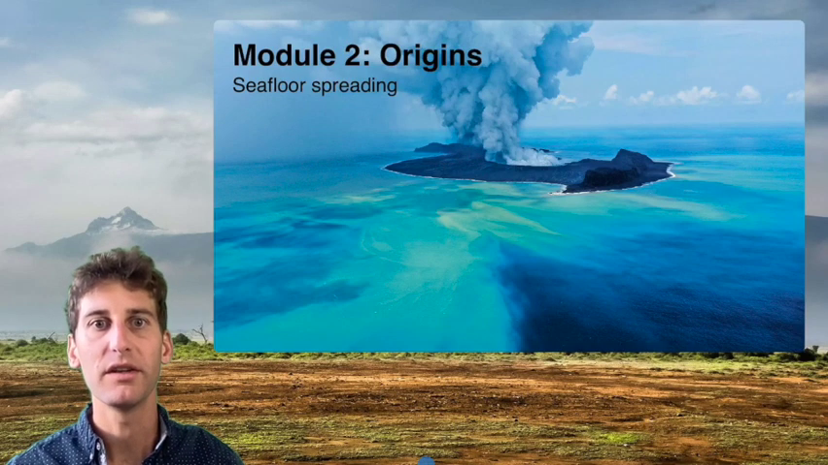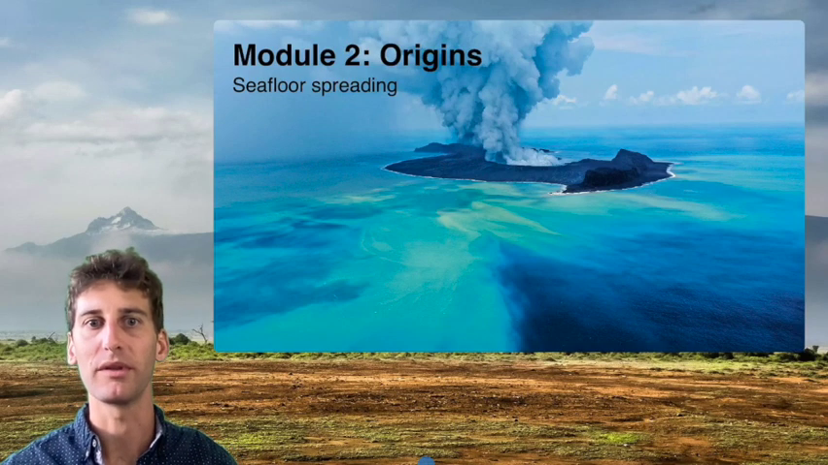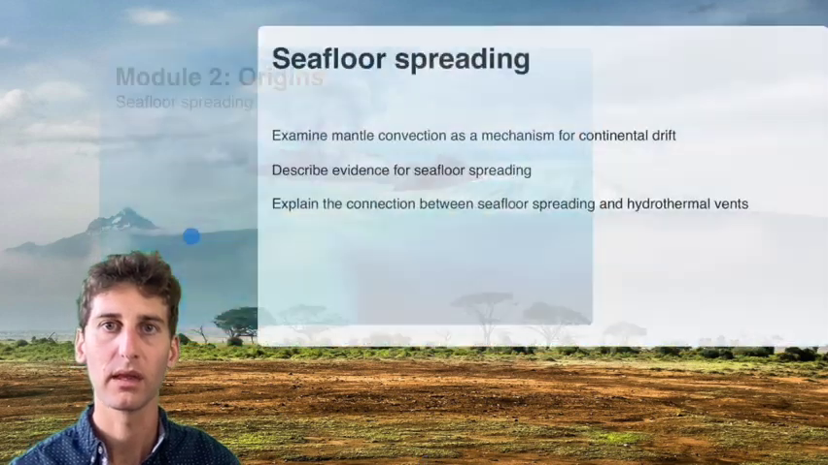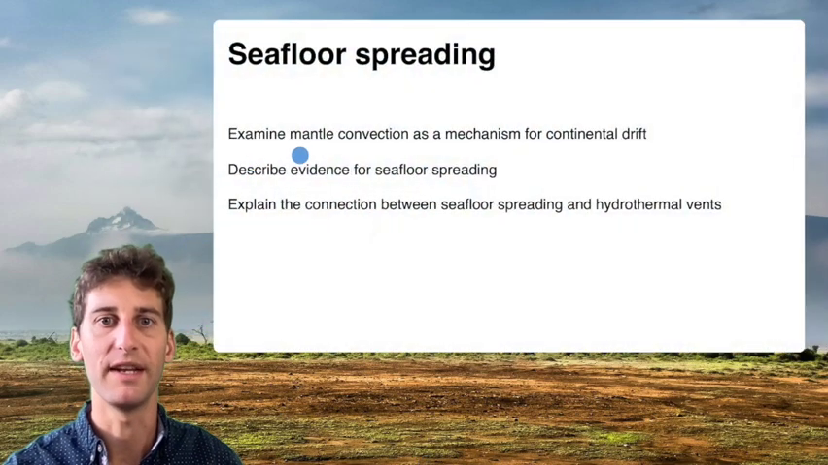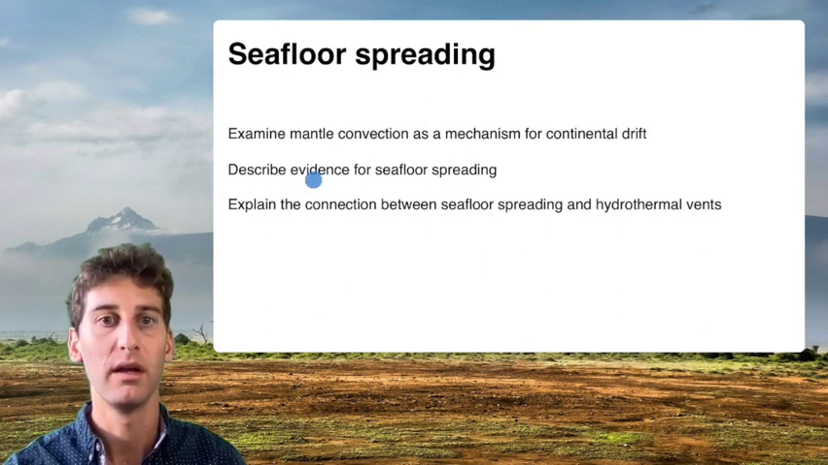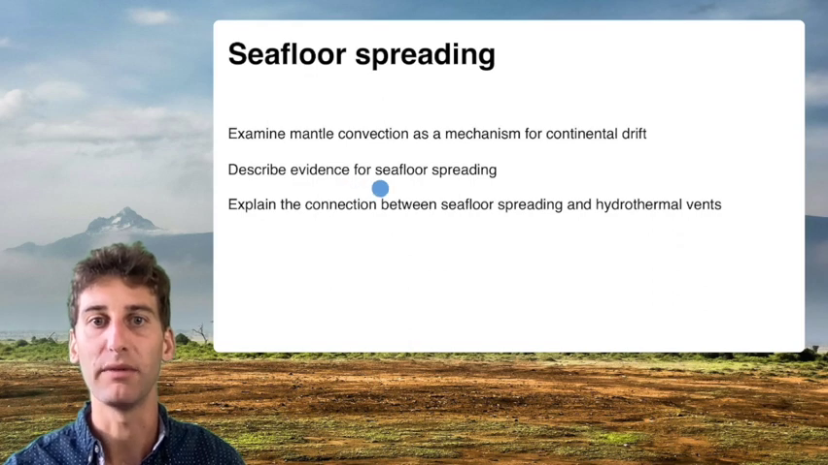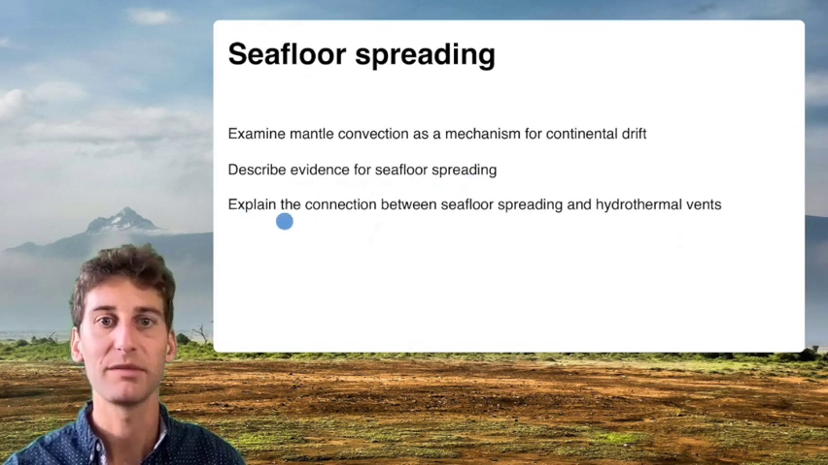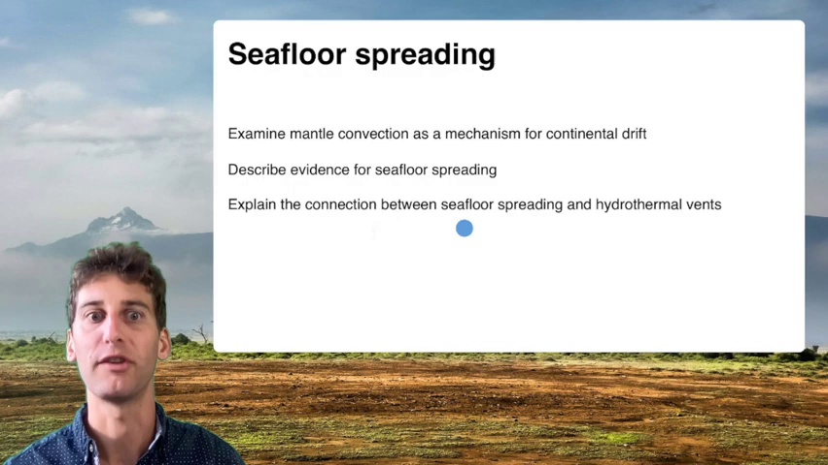Alright, so we're about to dig into the nuts and bolts of plate tectonics. We'll start with the spreading of the seafloor. So in this video we'll examine the idea of mantle convection as a mechanism for continental drift, the missing mechanism that Wegener couldn't find. Then we'll describe evidence that the seafloor is in fact spreading, and then we'll explain the connection between seafloor spreading and hydrothermal vents.